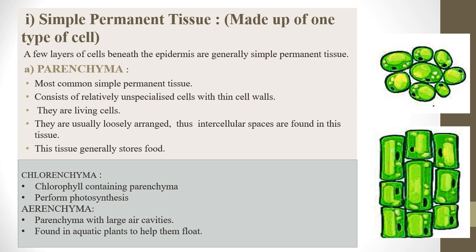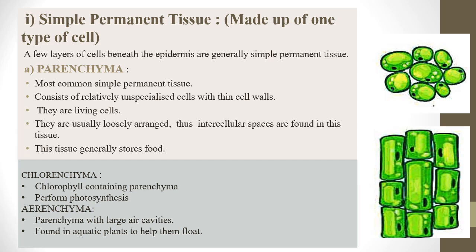It consists of relatively unspecialized living cells with thin cell walls. These cells are usually loosely arranged, creating intercellular spaces between them. Parenchyma mainly functions in storing food and nutrients, making it essential for plants' growth and survival. It is found in various parts of the plant, including leaves, stems, roots, and fruits.